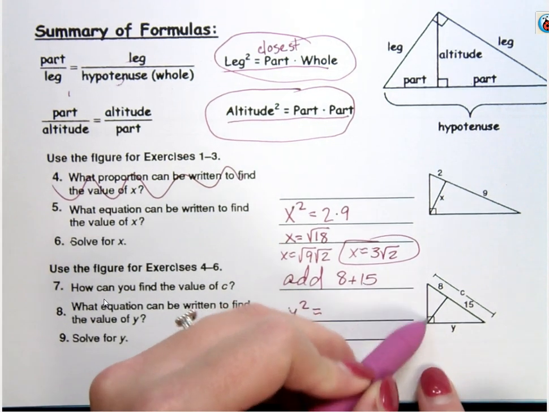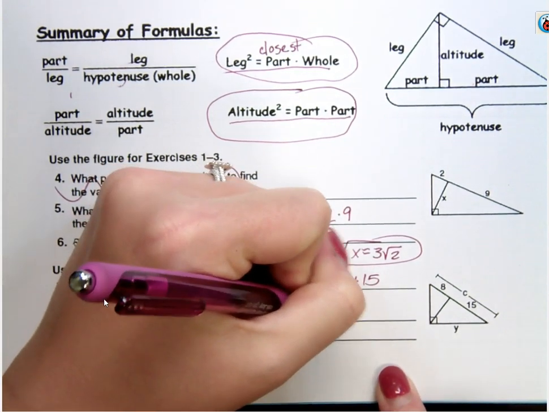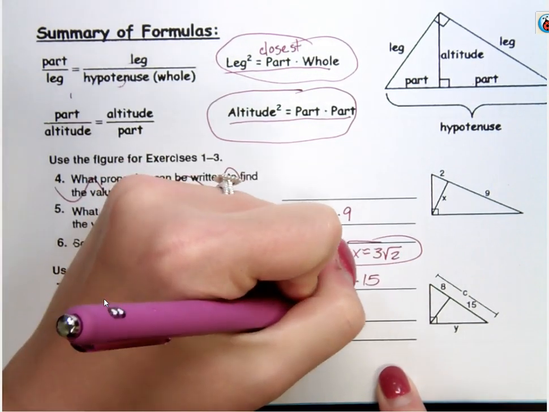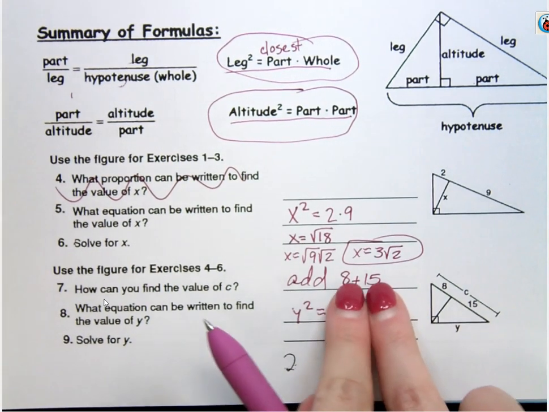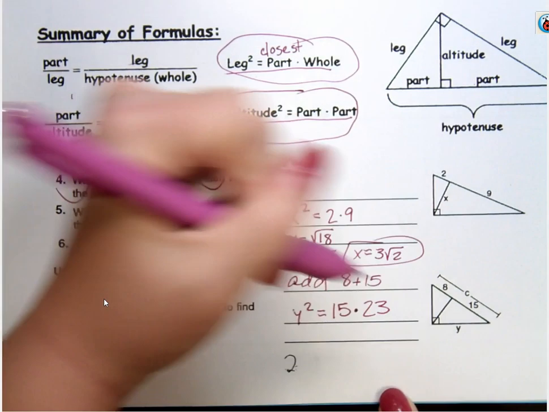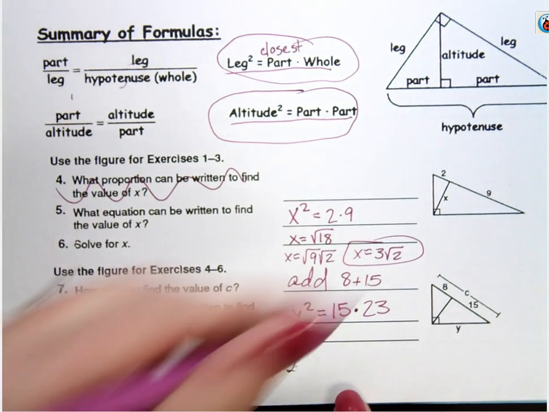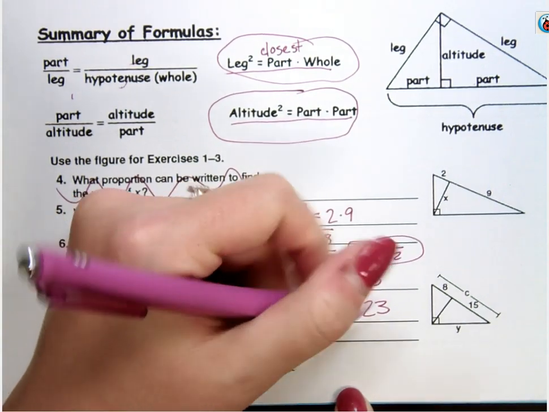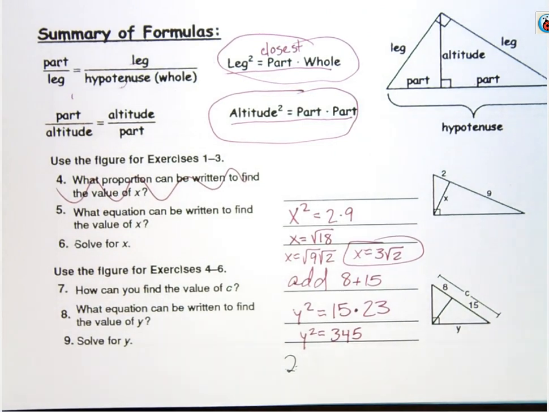Because if you put 8, then you're finding this side over here, because 8 is closest to this leg. So we've got 15, and then we have to figure out what the whole thing is. Well, the whole thing is c, and we already figured out how to find c. You just add 8 and 15. Yeah, 23. So you end up with a little bit of a big number. 15 times 23 is 345.